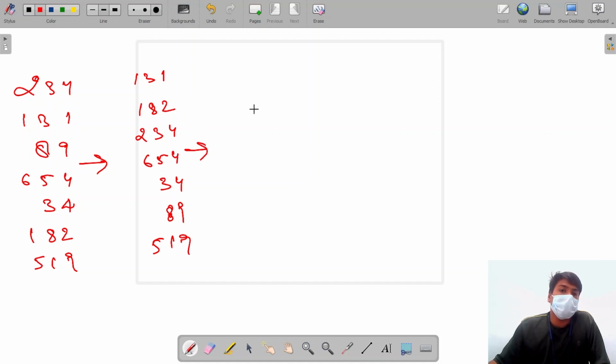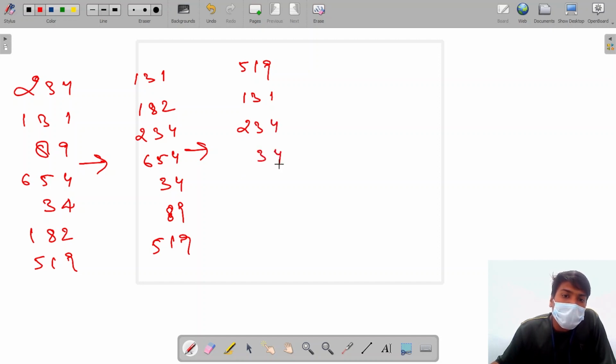So now tens. On the basis of tens, what would be the sorted order? On the basis of tens, the sorted order would be 519 first, right? Then after that we have 131, 234 and 34. Yeah, this would be the sorted order. And then we have 5, and then we have 8. So 654, then we have 182, then we have 89. So 1 2 3 4 5 6 7.